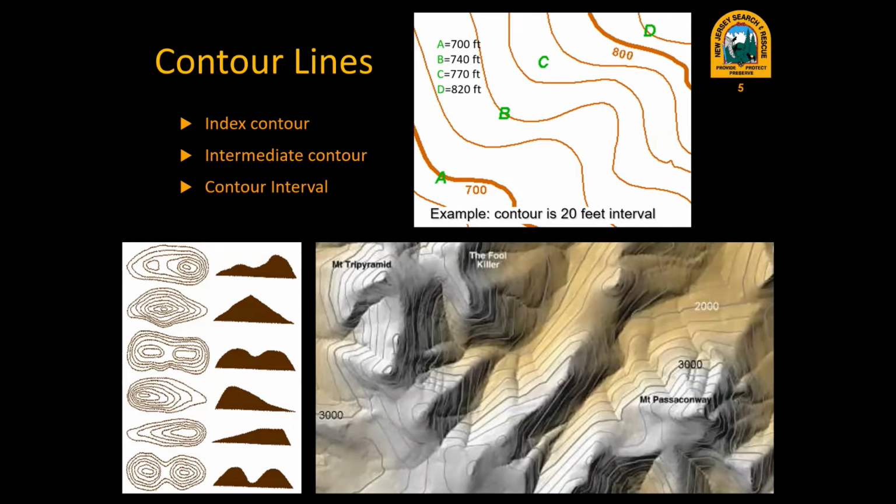There are intermediate contours which show a predetermined interval that helps you break down the large elevation changes between index contours on a map. That contour interval is also specified in the legend on a map. In this example, the contour interval is 20 feet. So from 700, this would be 720, 740, 760, 780, and up to 800.